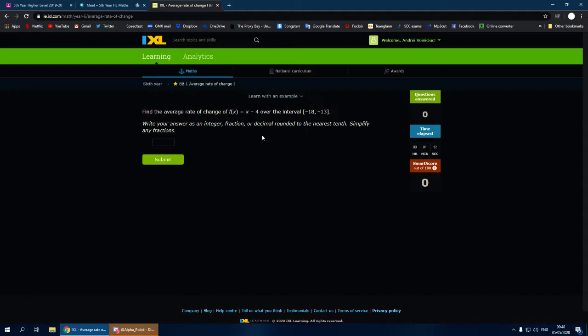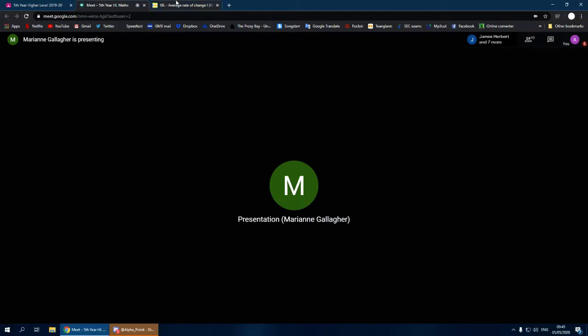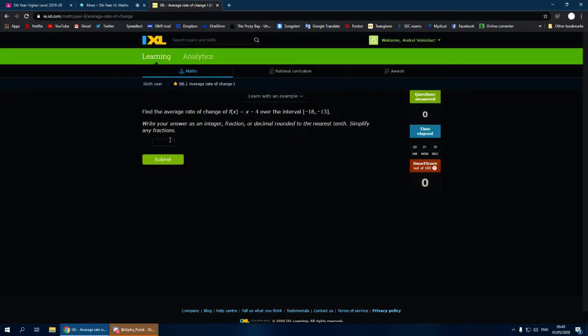Can you see my screen here? So k of 5, wherever there's an x, the x is changed to 5. The 2 is still minus 2, but the x is changed to 5. Do the squaring first, that's 25 times minus 2, which is minus 50. And then you do k of 6. Wherever there's an x, you change it to 6. So that's 36 times minus 2, which is minus 72. So you've got minus 72 minus minus 50, which is minus 72 plus 50.